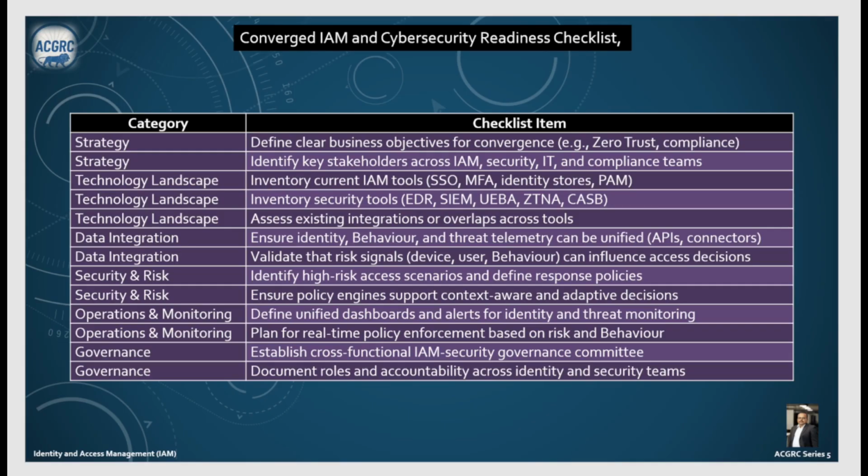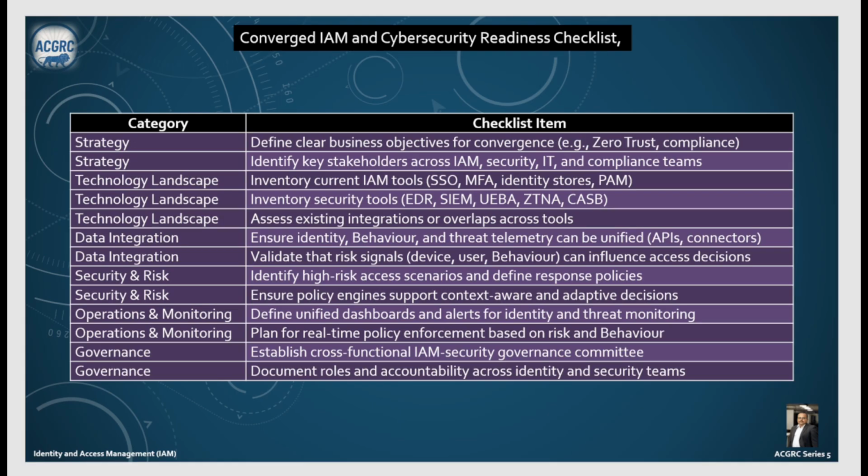Let's now look at it from a checklist perspective. Well, it starts with defining clear business objectives. Step 1: Define clear business objectives for convergence. Once done, identify your key stakeholders across IAM, security, IT, and compliance teams. Create an inventory of current IAM tools that you have. Create an inventory of all the security tools that you have. Then assess existing integration or overlap across tools.